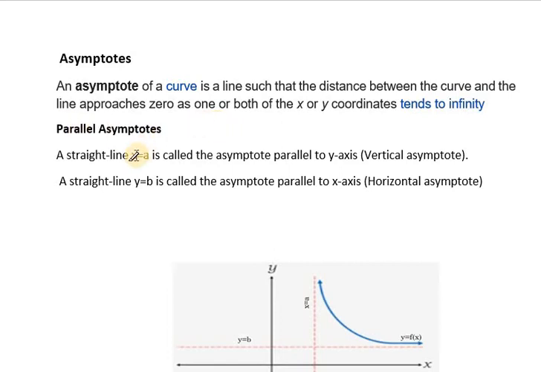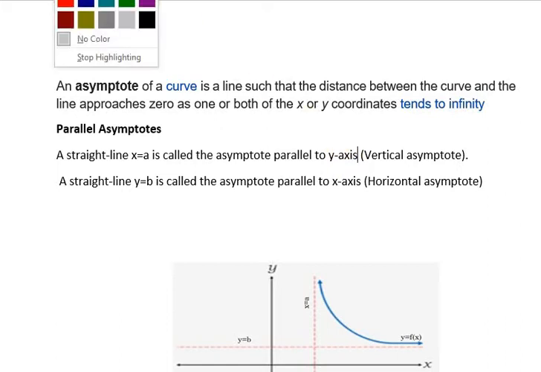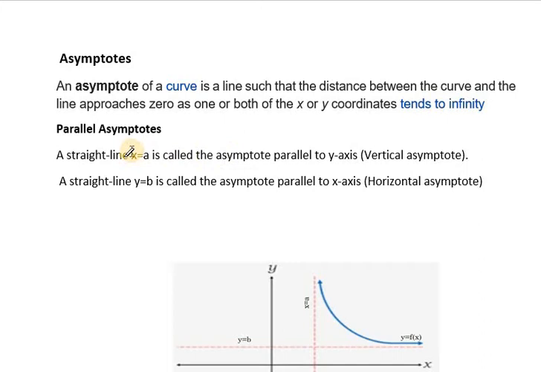Now in parallel asymptotes, we have the asymptote parallel to y-axis and asymptote parallel to x-axis. The straight line x is equal to a is also called a vertical asymptote. Then the straight line y is equal to b is called the asymptote parallel to x-axis, and we call this the horizontal asymptote.